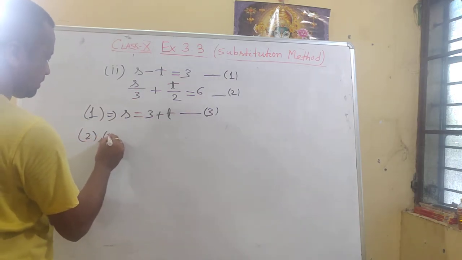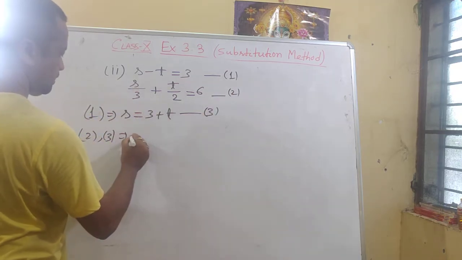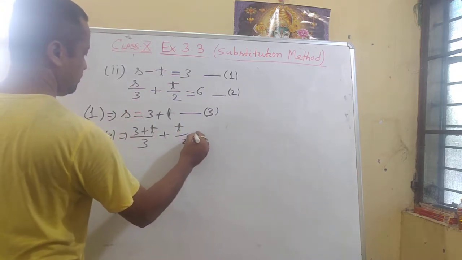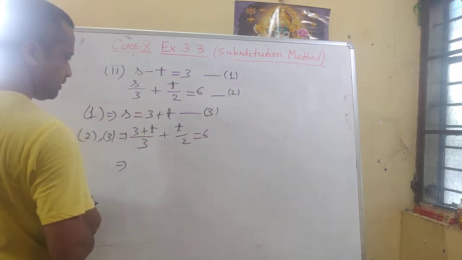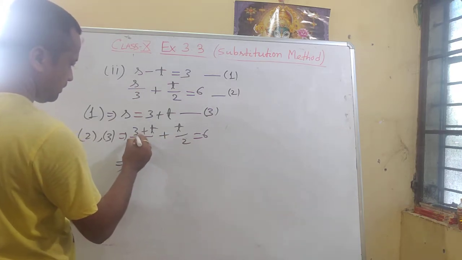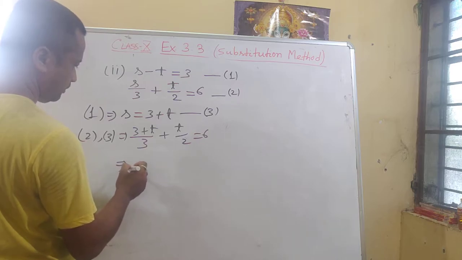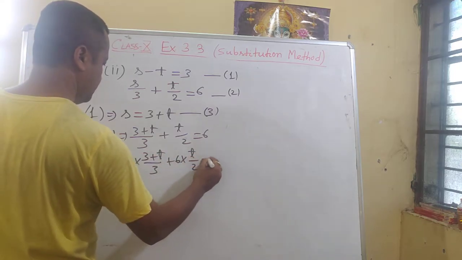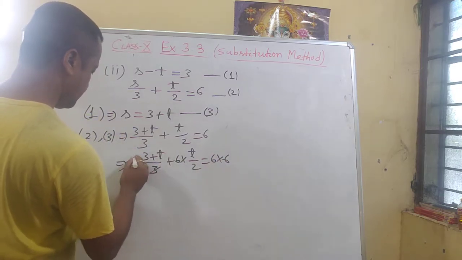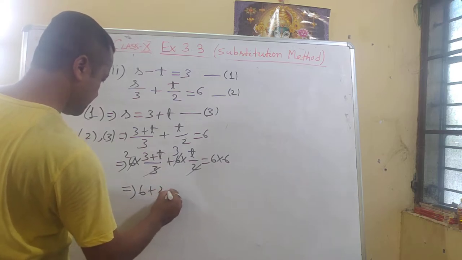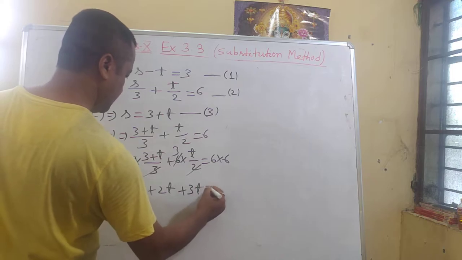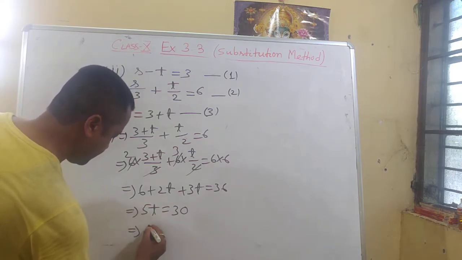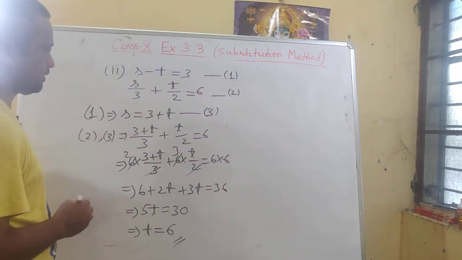Next, equation number 2 and 3 imply s by 3, where s is 3 plus t, so (3 plus t) by 3 plus t by 2 is equal to 6. 3 and 2, LCM is 6. So multiply both sides by 6. If you multiply by 6, it will be 6 into (3 plus t) by 3 plus 6 into t by 2 is equal to 6 into 6. It is 2 times (3 plus t), 3 times t, so 6 plus 2t plus 3t is equal to 36. That implies 5t is equal to 30, which implies t is equal to 6. So t is equal to 6 is the first solution.